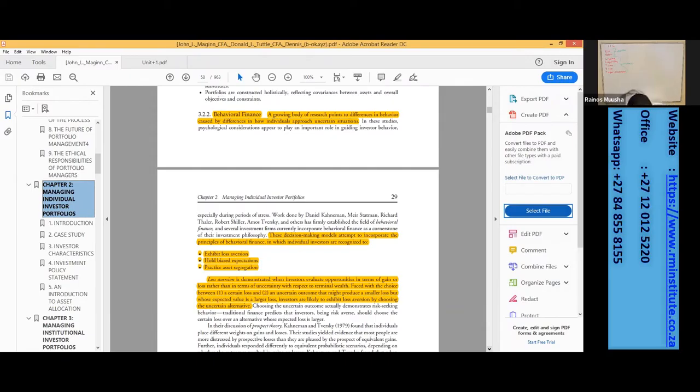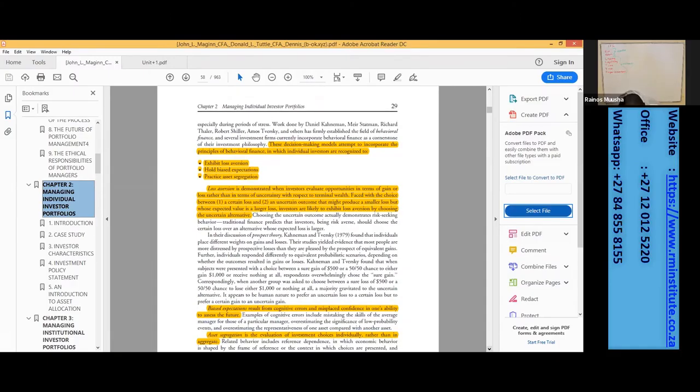So with loss aversion, they're basically saying loss aversion is demonstrated when investors evaluate opportunities in terms of gain or loss rather than in terms of uncertainty with respect to terminal wealth. So first, with the choice between one, a certain loss, and two, an uncertain outcome that might produce a smaller loss, but whose expected value is a larger loss, investors are likely to exhibit loss aversion by choosing the uncertain alternative, because they don't want to be certainly experiencing what? A certain amount of loss as well.